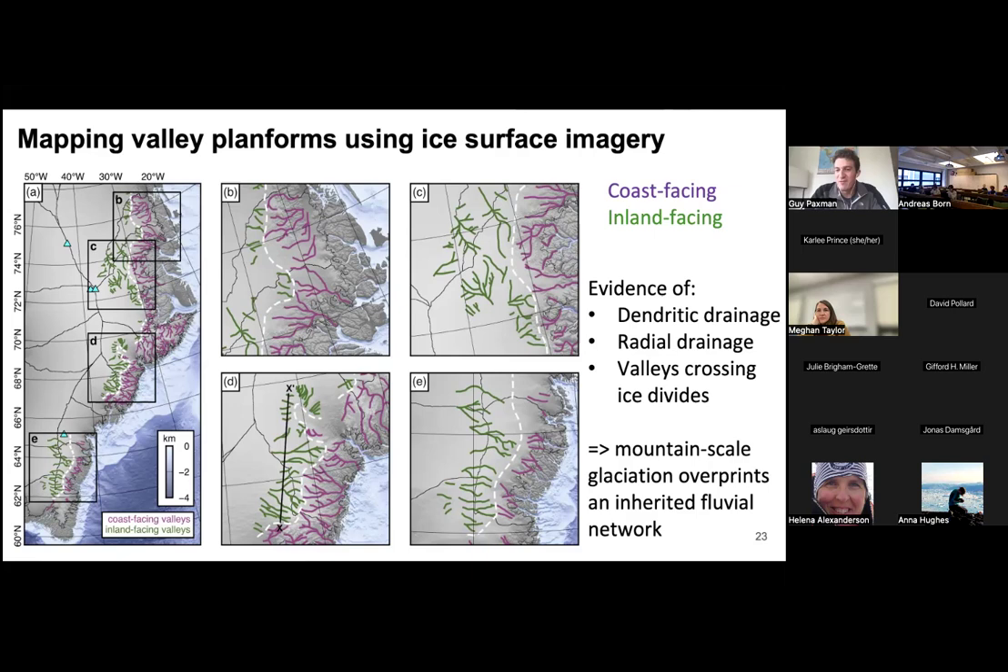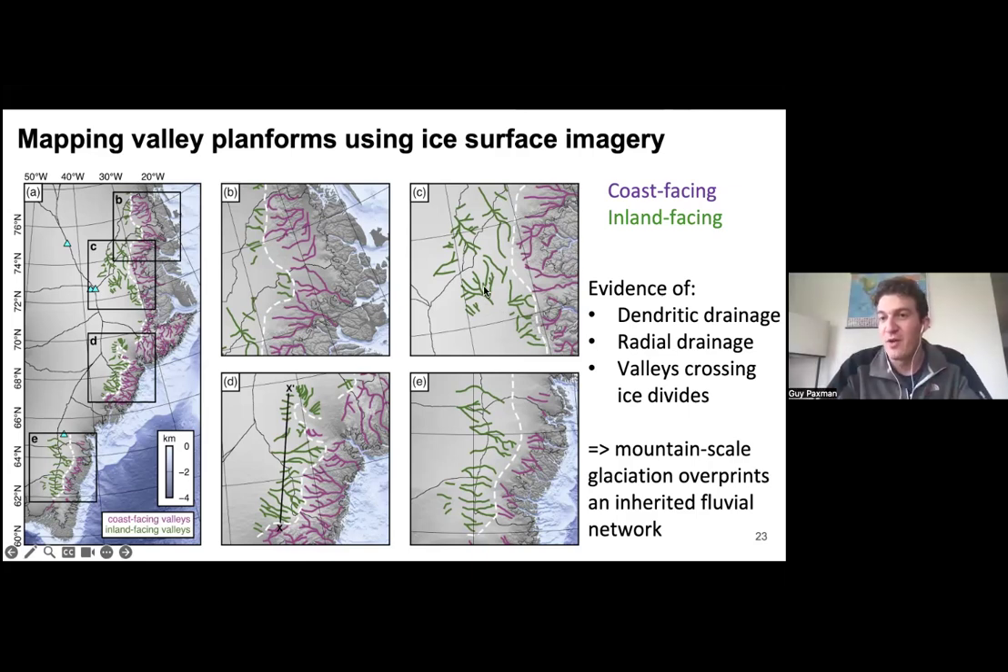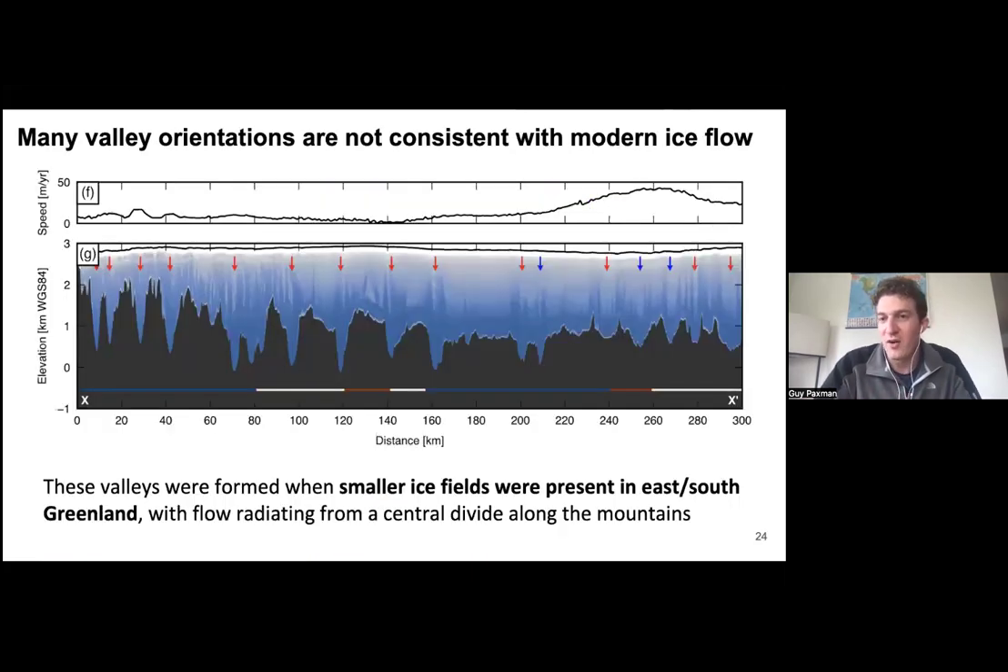This is much more reminiscent of a mountain-scale glaciation, which maybe even overprints a pre-glacial inherited fluvial network, which has some hallmarks left over in perhaps some of these branching patterns, which you would associate with river systems in upland areas as well. So I think we can quite confidently suggest that these are not contemporary features.